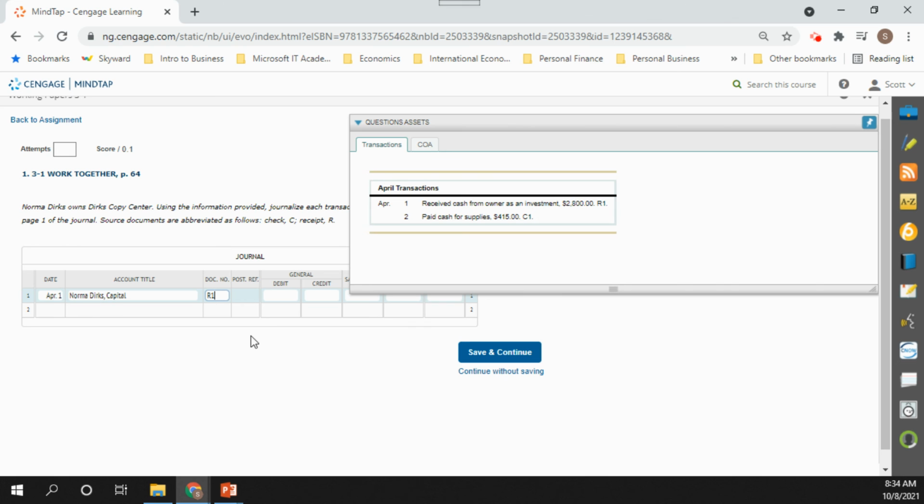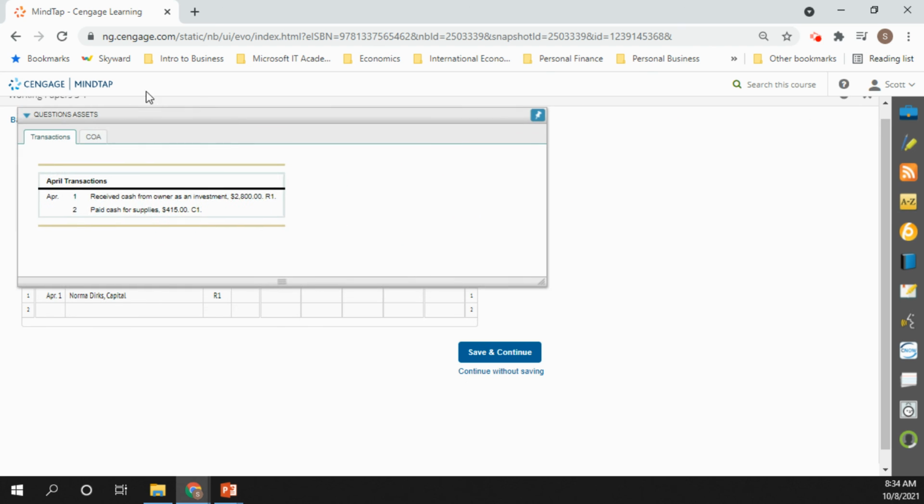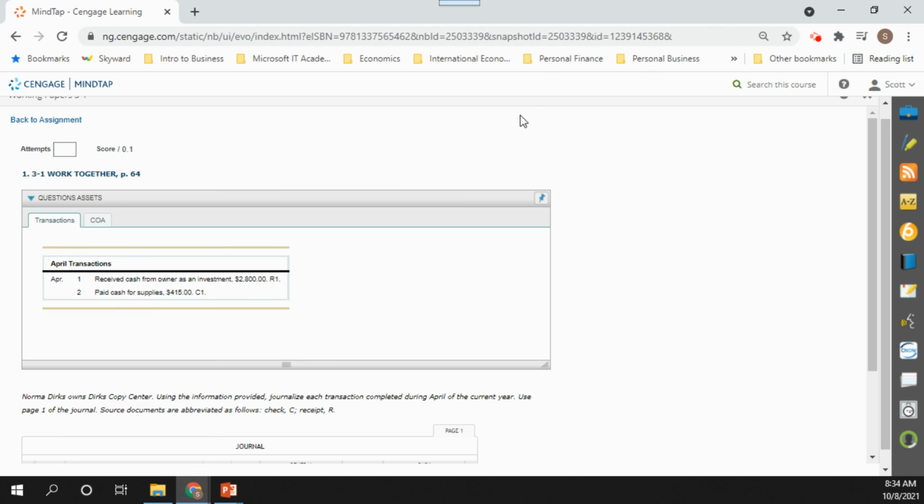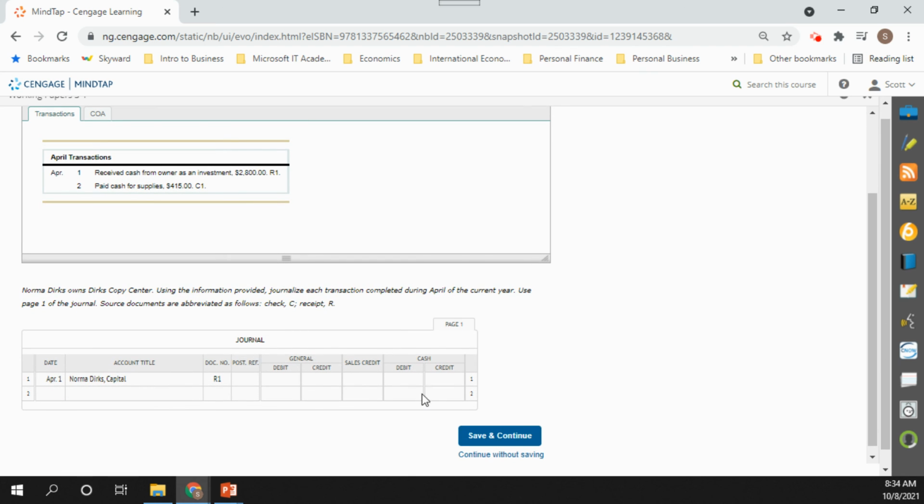We'll worry about post-reference later. And we're again receiving cash. So we've got $2,800. And I just messed up with this pinning here. Sorry about that. $2,800 we are debiting to cash. And we are crediting Norma Dirks Capital for $2,800. We're increasing equity. We're increasing an asset. Okay.